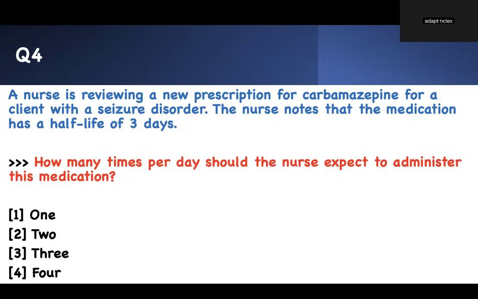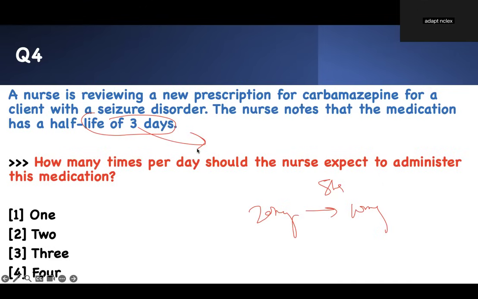3 days and how many times per day should the nurse expect to administer the medication? What do you think? The 3 days changes everything. And half-life is what? How many days or hours it takes for the medication to be half of its dose. If I give you 20 milligrams of a medication and I say the half-life is 5 hours, that means after 5 hours, you should have 10 milligrams in your system. And therefore, if this medication takes 3 days, that's the half-life.